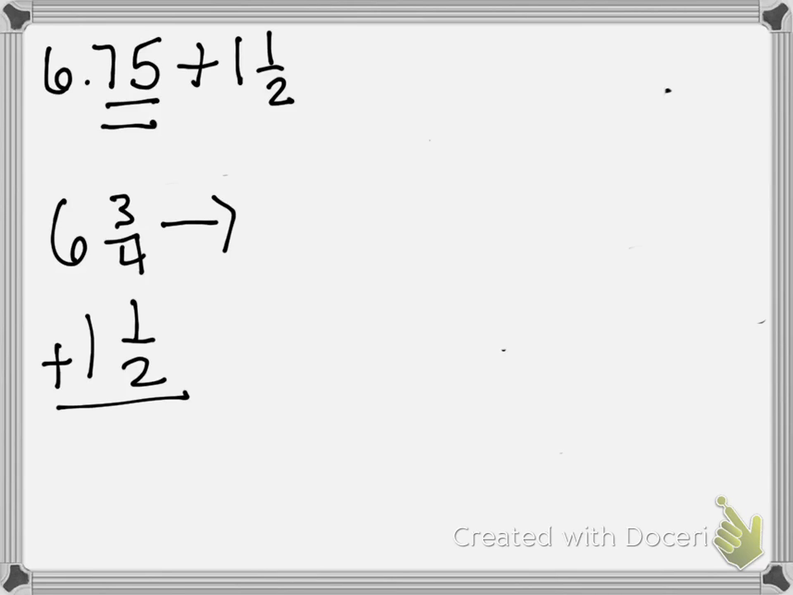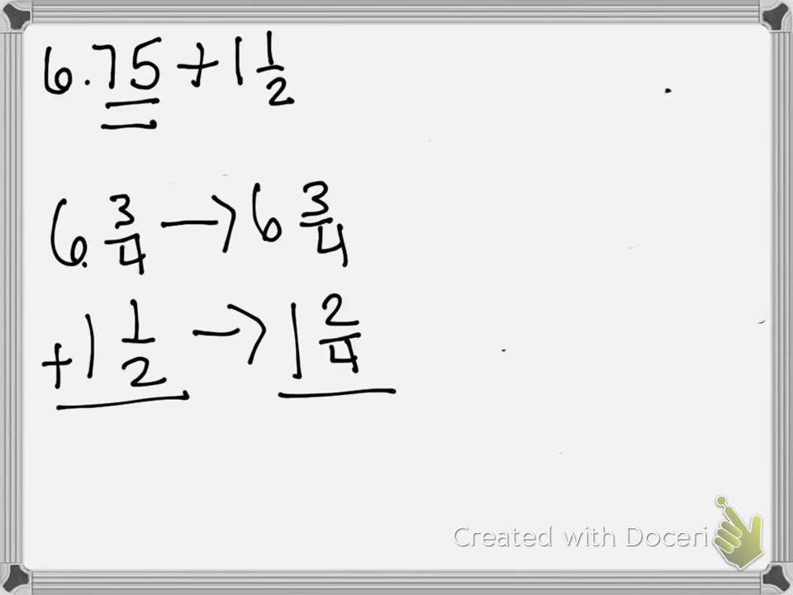So since 4 is our common denominator, we're going to keep the 6 3/4. But we need to change the half, and it's going to change to 2/4. Again, you will use LCM or ratio tables to come up with the new fraction. Now we're ready to add in the numerator, so it's 5 over 4.